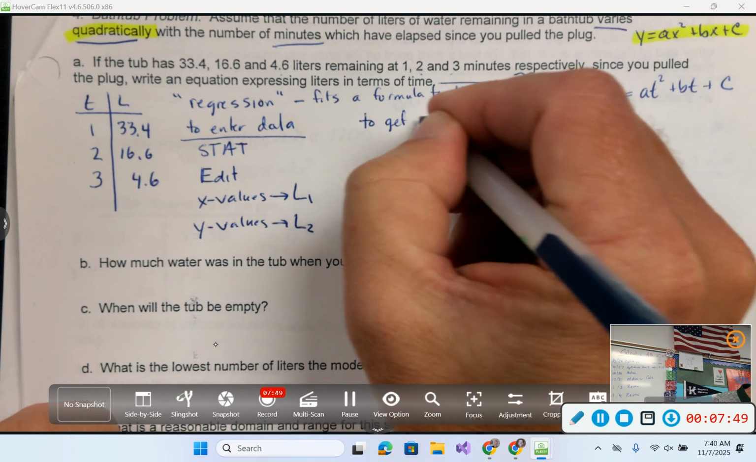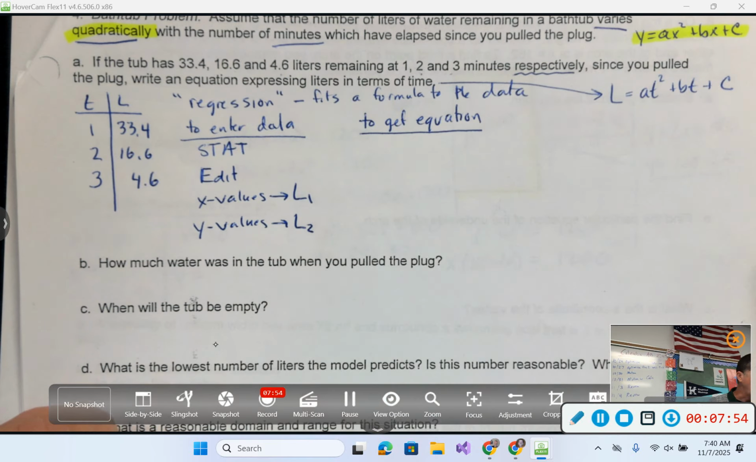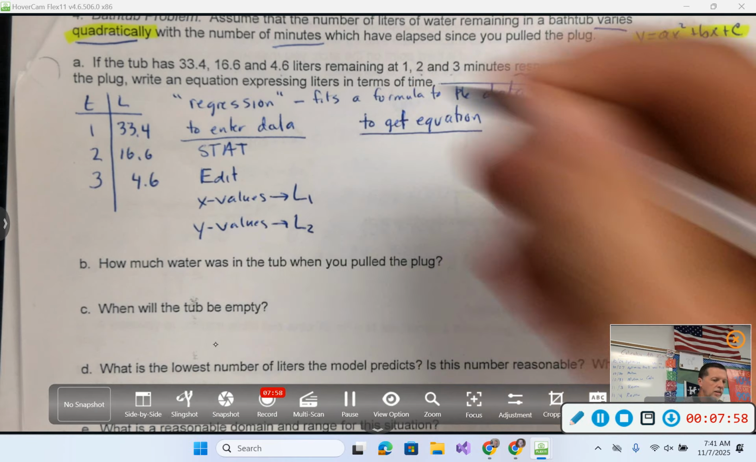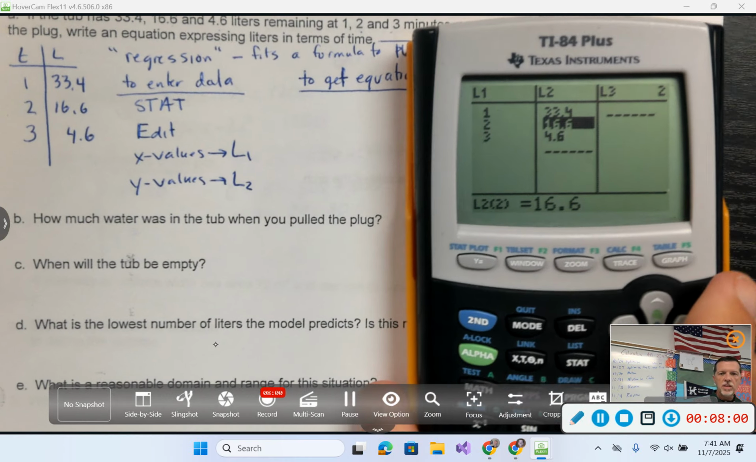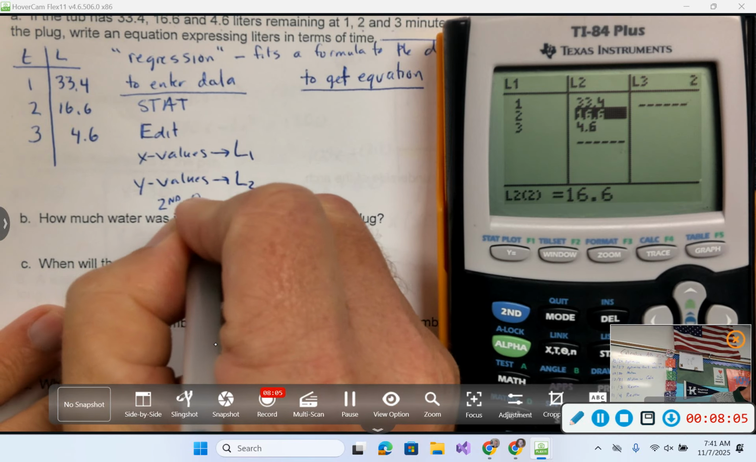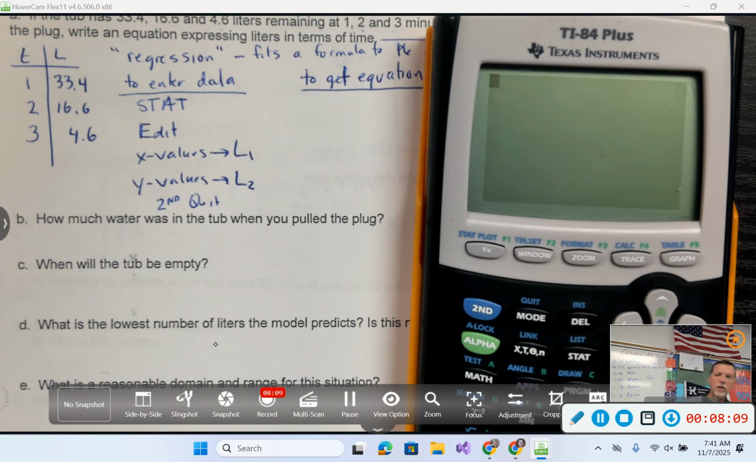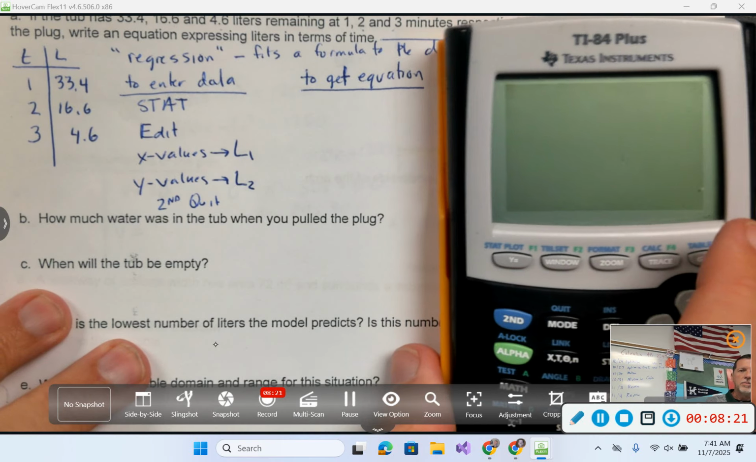So next we need to figure out how to get the calculator to find the equation. At the end of this we should say second quit, because we need to get off of that screen and back to our main screen. So put everything in, exit out. The calculator still knows it, it's not lost, it's still there. How do you exit out? Second quit. Thank you. You're welcome.